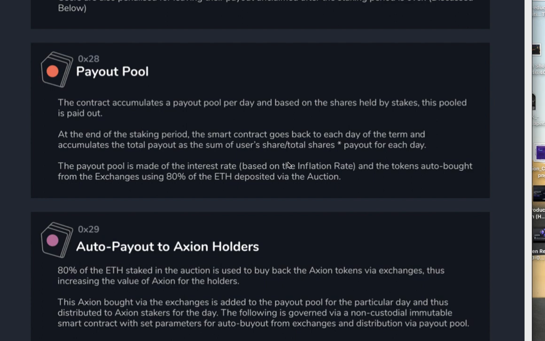At the end of the staking period, the smart contract goes back to each day of the term and accumulates the total payout as the sum of the user's shares versus total shares, times the payout for each day. The payout pool is made up of the interest rate based on the inflation rate, which was 8%, plus the tokens auto-bought from the exchanges using 80% of the Ethereum deposited via the auction. That's how the payout pool is paid.